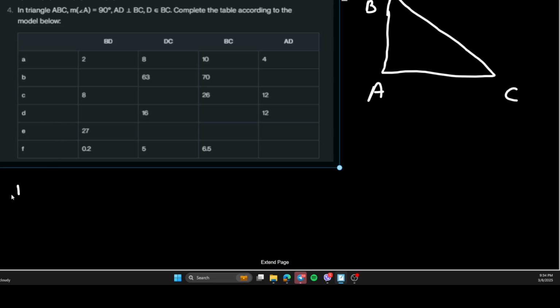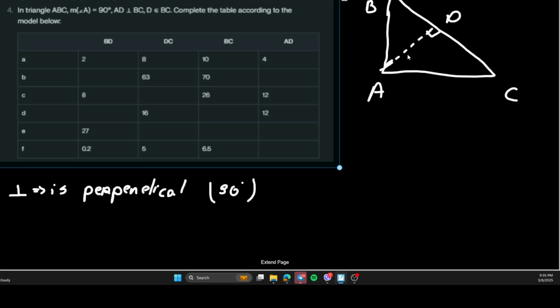Yeah, so this sign means perpendicular. Perpendicular is just a fancy word saying it forms a 90-degree angle. Okay? It's at a 90-degree angle from the original angle. So AD is perpendicular to BC, which means when it falls, here it's a 90-degree angle. Alright?